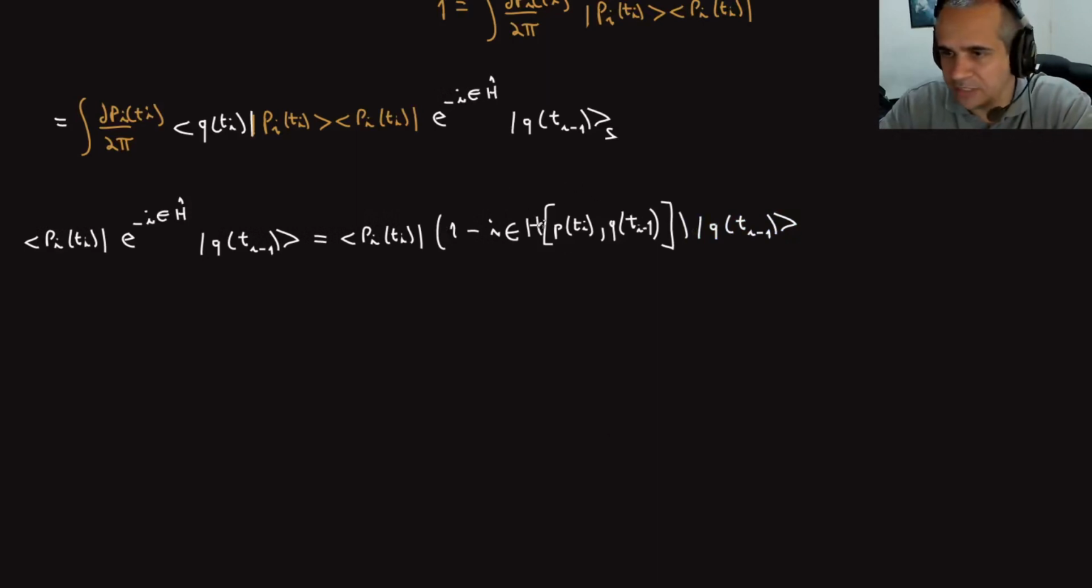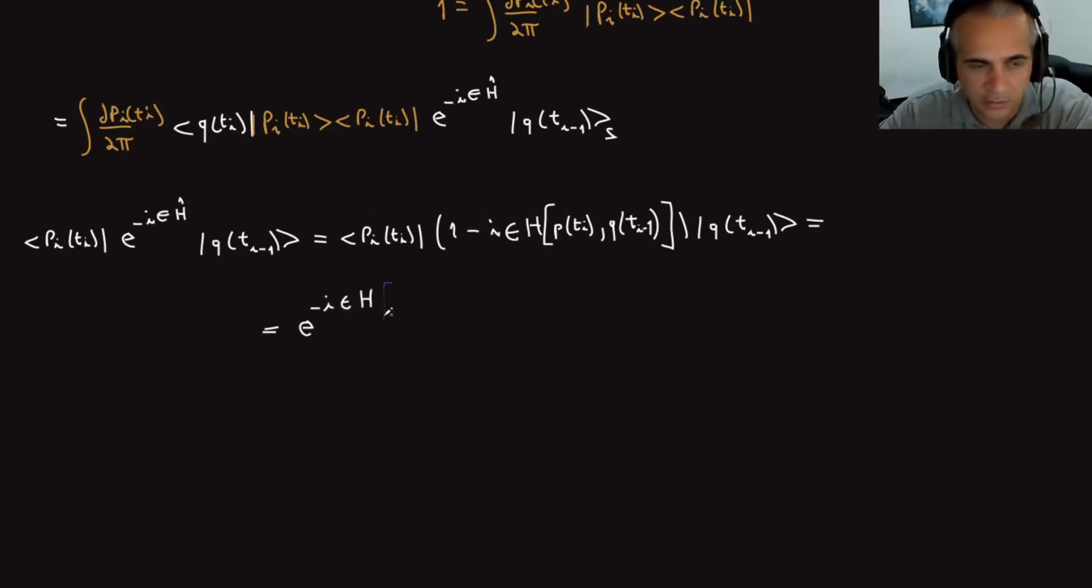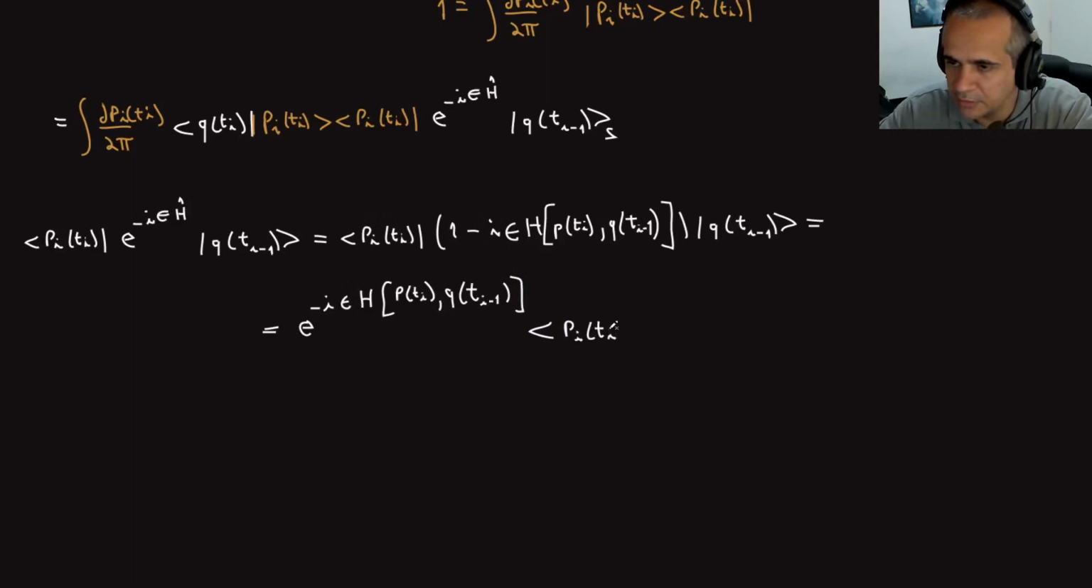Right? Now that I exchange the operators by values, I can take these out of the bracket and put back this very short series in terms of an exponential, right? So I can write out here just the exponential of minus i epsilon H of P of Ti, Q of Ti minus 1, times the exponential of minus i P of Ti Q of Ti minus 1. These two i's are redundant, but probably just keep it like that.